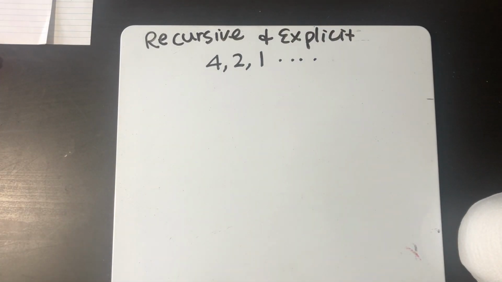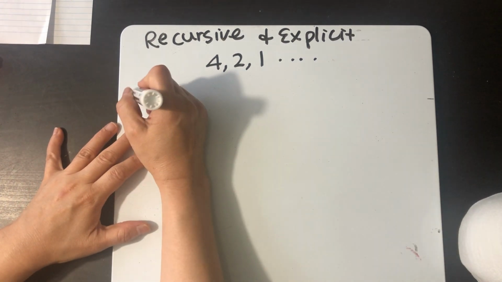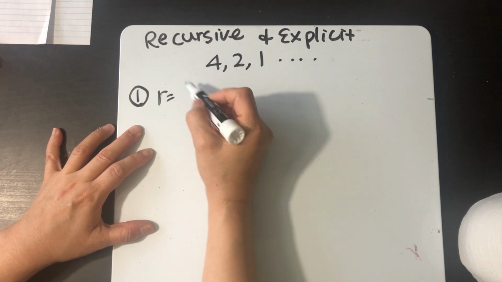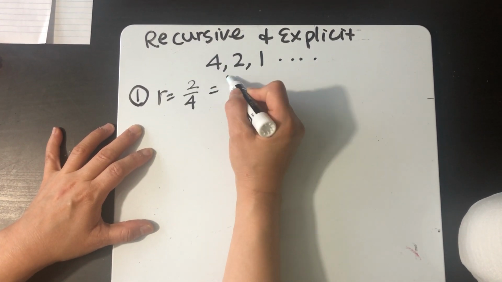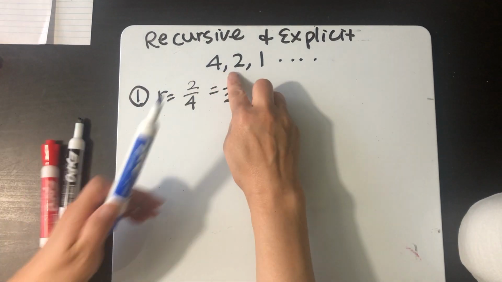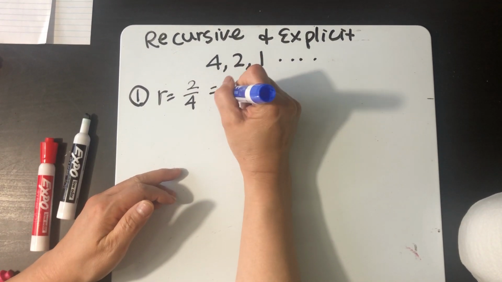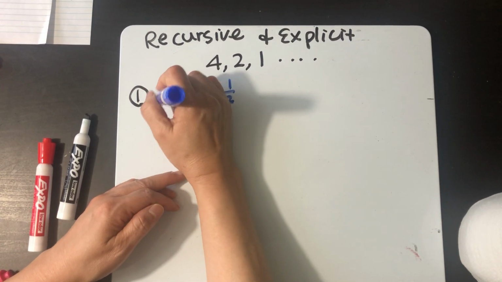Okay, so let us do. Let's find the ratio first. The ratio, step 1. Ratio is 2 over 4. So ratio is 1.5. I'm just gonna write that with blue color. Okay, 1.5 is the ratio.